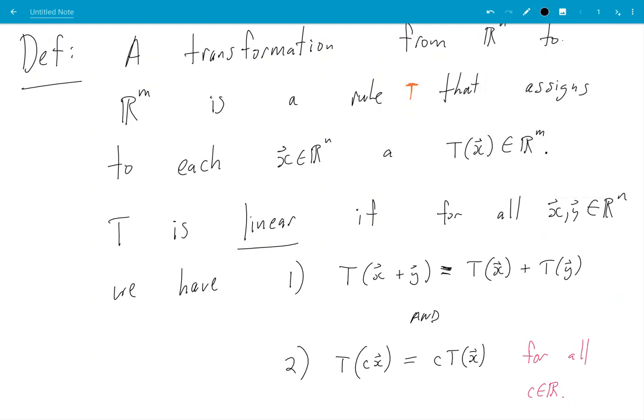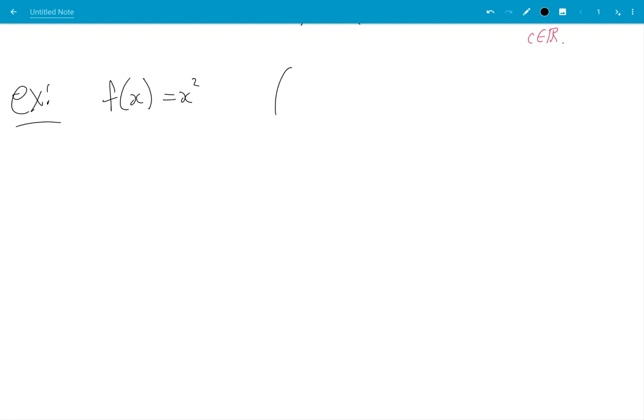Okay, let's look at some examples. Let's look at our function f of x is equal to x squared. So this, you can think of it as a function or a transformation from R1 to R1. So R1 to R1, is this linear? Well, the graph is not a line, so we're going to guess no. But let's see, why not? Is this linear?